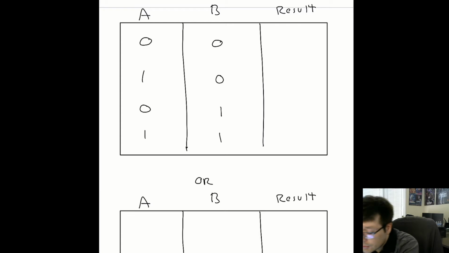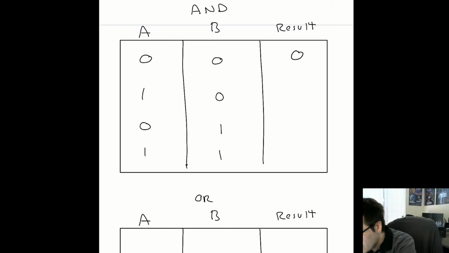If we say that two things are false, then the result is going to be false when you're doing an AND. If either of them are false, actually, it's always going to be false. The only time when you're going to return true is if both statements are true.